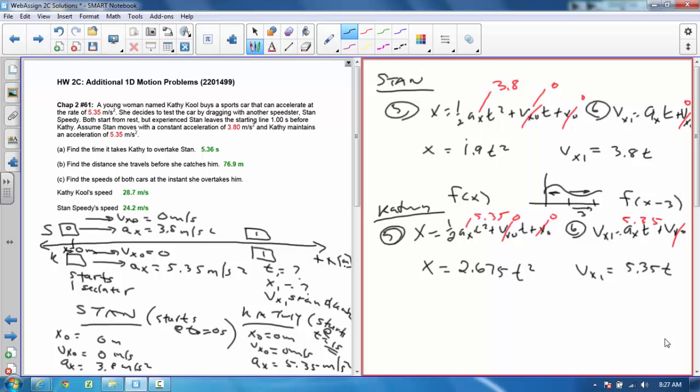But if I plug the 1 into this equation right now for both of these things, I'd get 2.675 for the position, and I get 5.35 for the velocity. They're supposed to be 0 still. What do you plug in here? Think about this. T minus 1, all right? So we're going to have x equals 2.675 (t minus 1) squared, and we have Vx1 equals 5.35 (t minus 1) here.